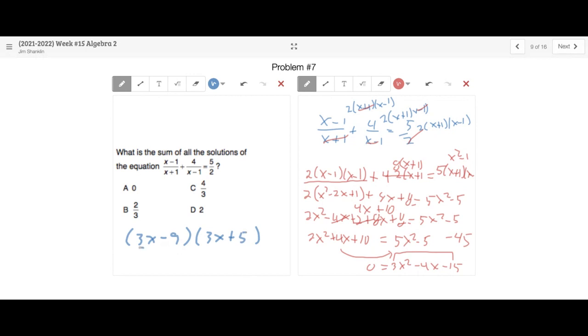So I cheated with a 3, so I have to divide a 3 out. So I got x minus 3, 3x plus 5. My solutions are 3 and negative 5/3. What is the sum? Of course, it's going to be what is the sum. So I've got 9/3 plus negative 5/3, which is 4/3. Whew. The answer's there. Thank goodness.